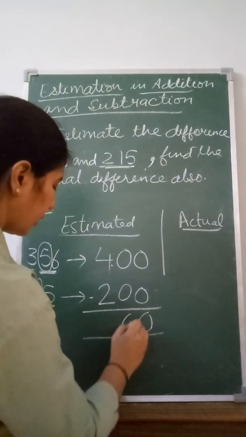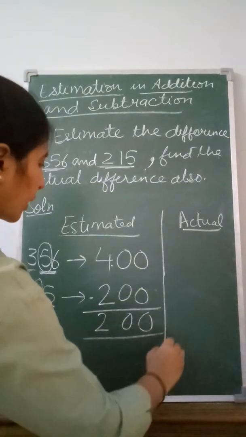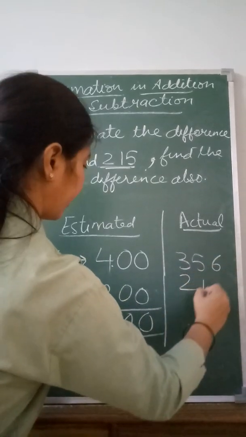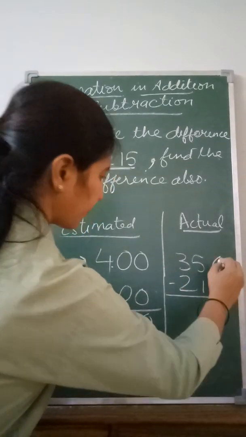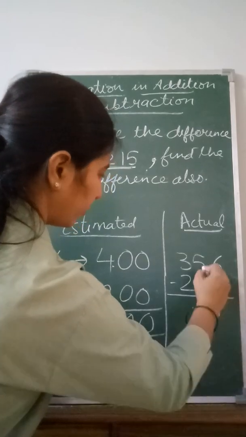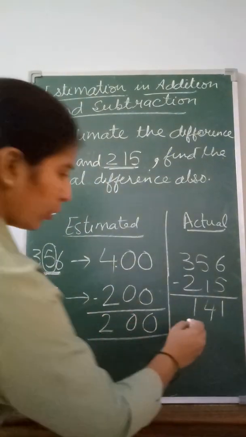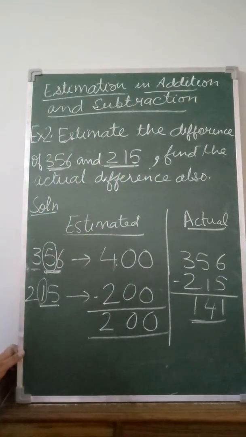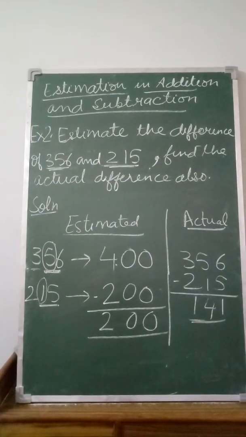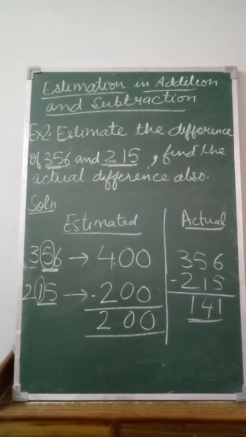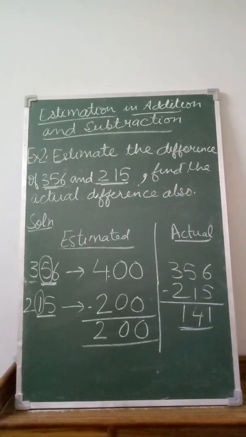Let's take the difference here. The difference is 200. And if I want to take the actual difference, let's write the same numbers as they are given in the question. 6 minus 5, 1, then 4 and then 4. Okay students, so this is the way to calculate the estimated and the actual sum or difference of any numbers. Students, I hope you understand the topic.